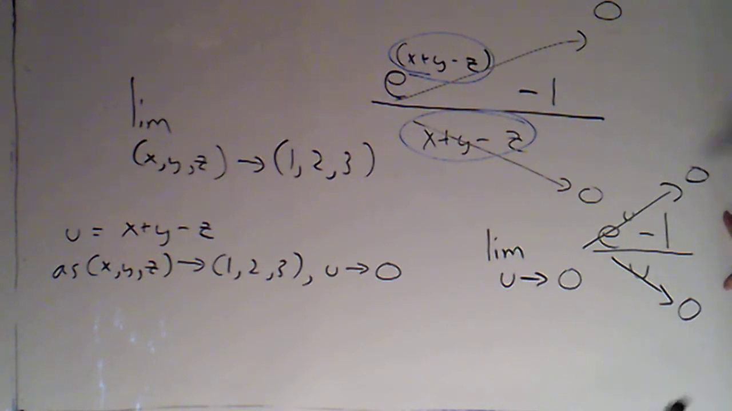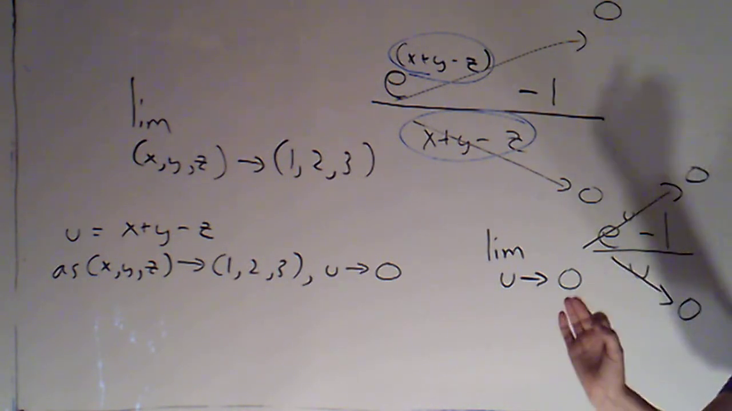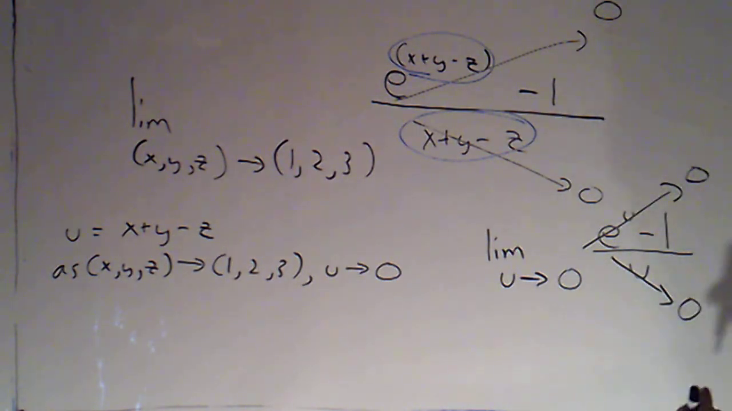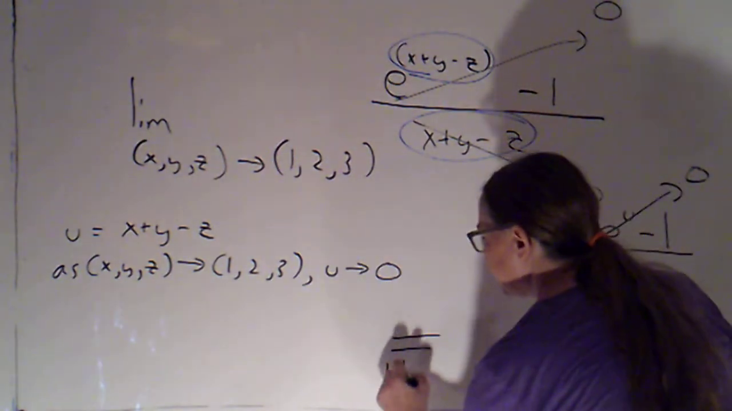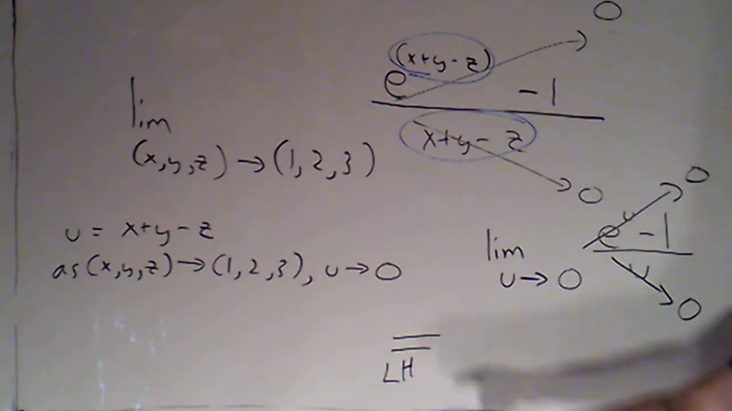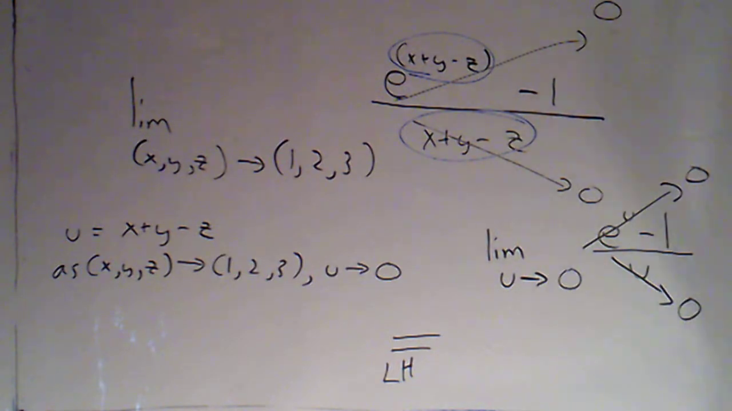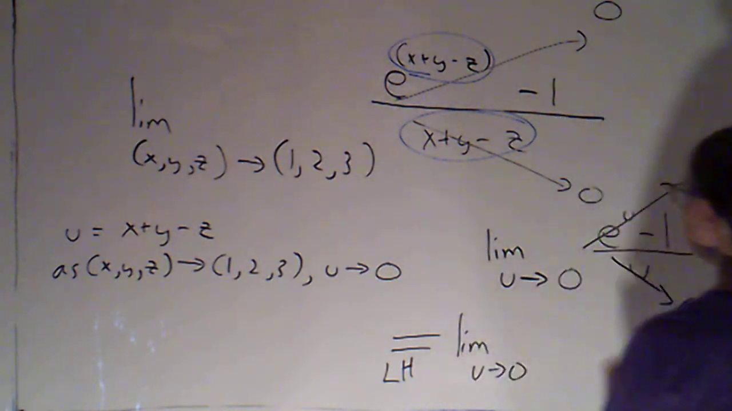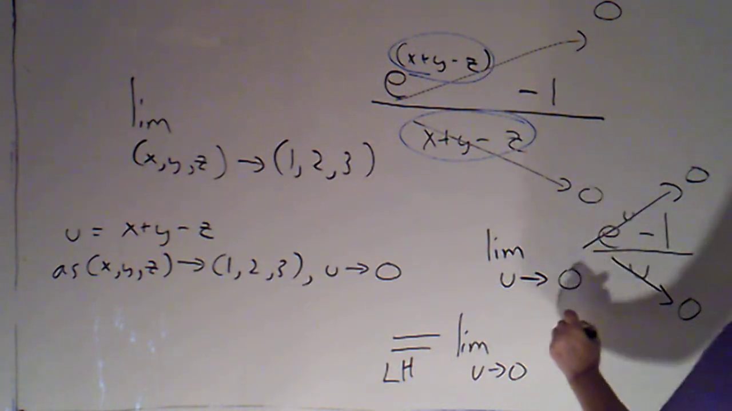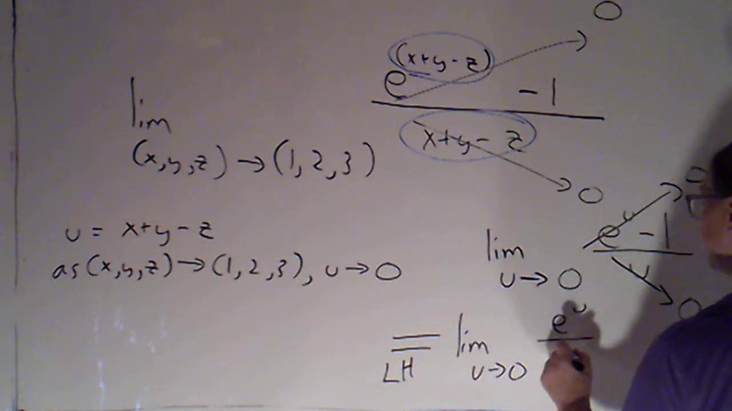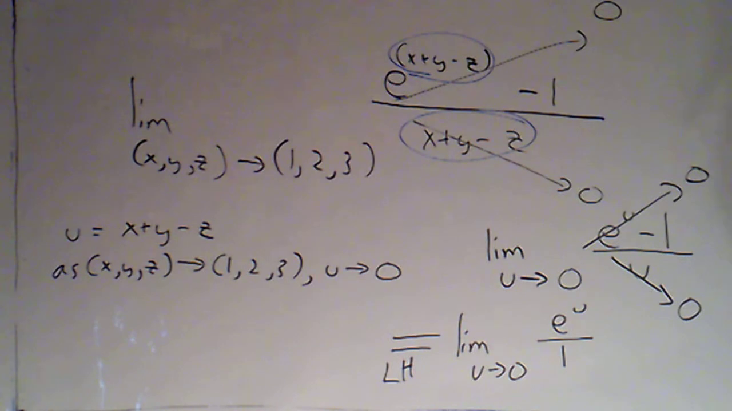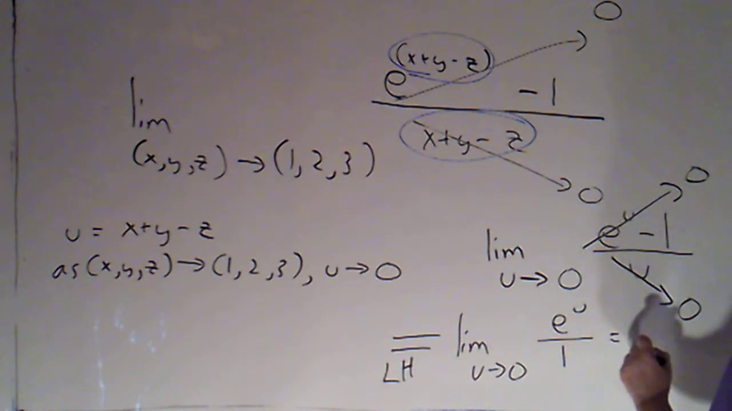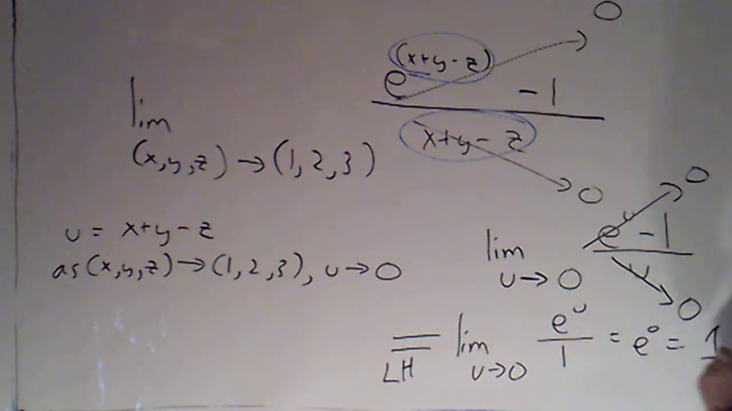But now I've rewritten this thing in terms of one variable. L'Hopital's rule does apply to functions of one variable. So now I'm just going to indicate that I'm using L'Hopital's rule. I usually just put an LH by the equal sign. Now I can say this is the limit as u approaches 0 of the derivative on top, which is just e to the u, over the derivative on bottom, which is just 1. That's e to the 0, which is 1.